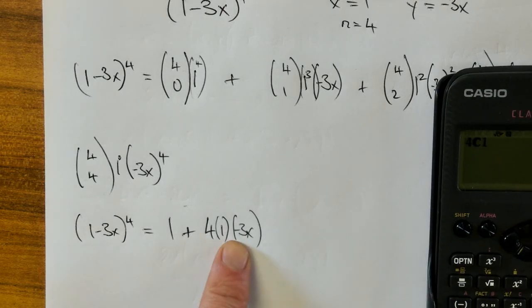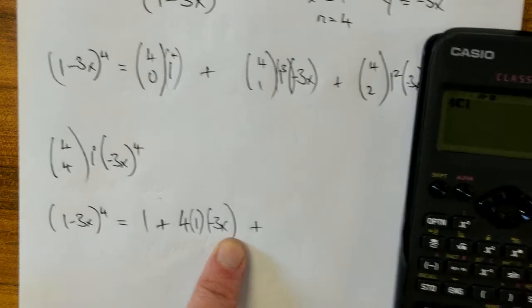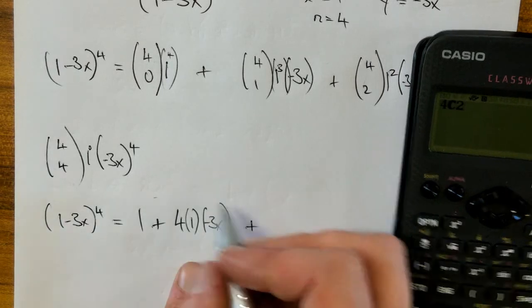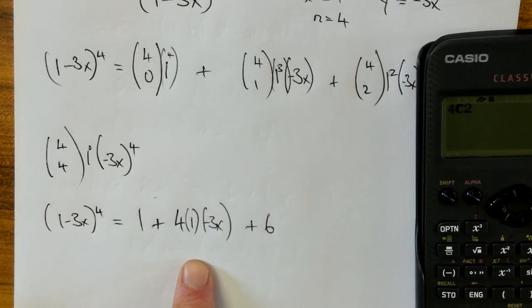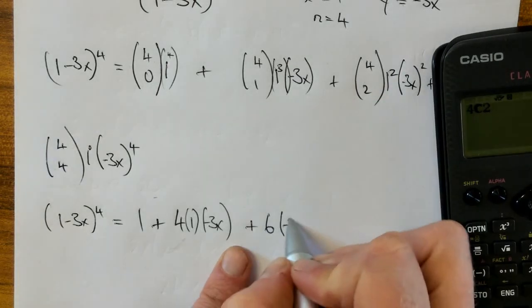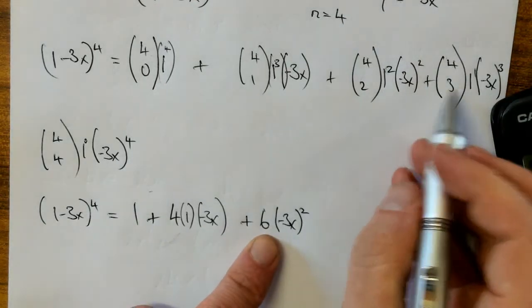Okay, and I'm going to do these out on the next line. I'm just going to take one step at a time, because I don't want to do too much and get confused. So then my next term, again, 4, shift nCr, and then 2. That gives me my coefficient, which is 6. Again, 1 squared is just 1, and so we're left with then minus 3x squared. Okay, there's the third term.